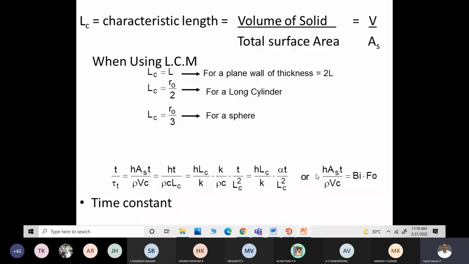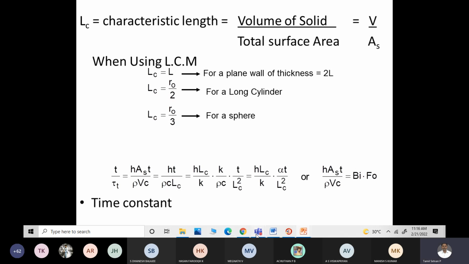Fourier number is dimensionless time, right? Alpha t divided by Lc squared. Am I correct? Yes, sir. Biot number is hL by k. Am I correct? Yes, sir. Now tell me, anyone?